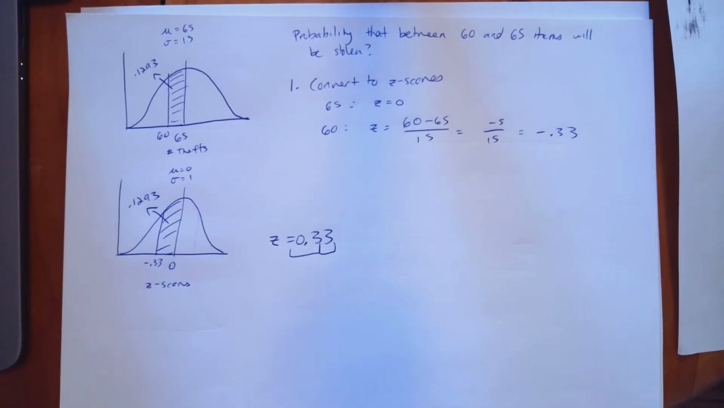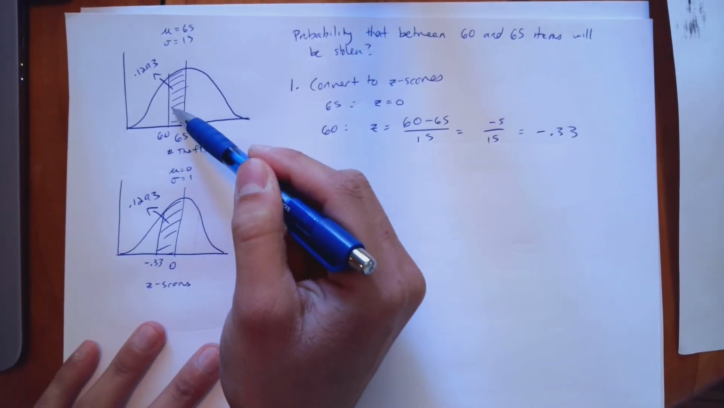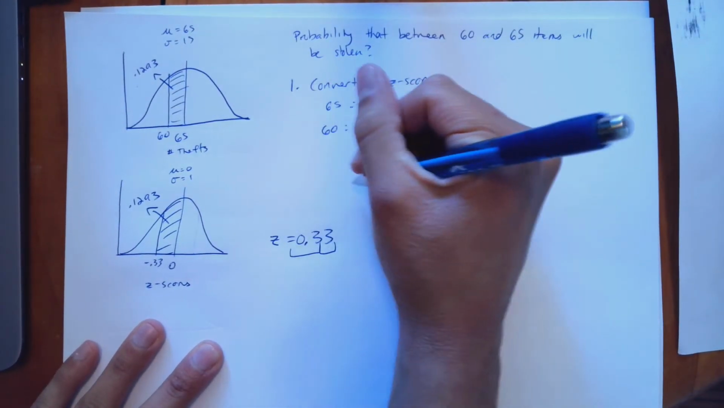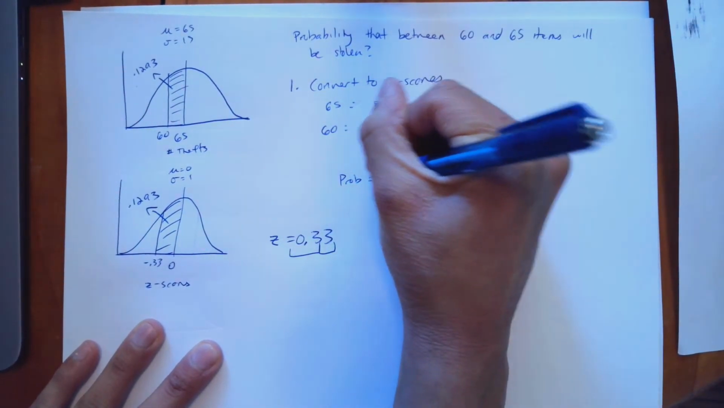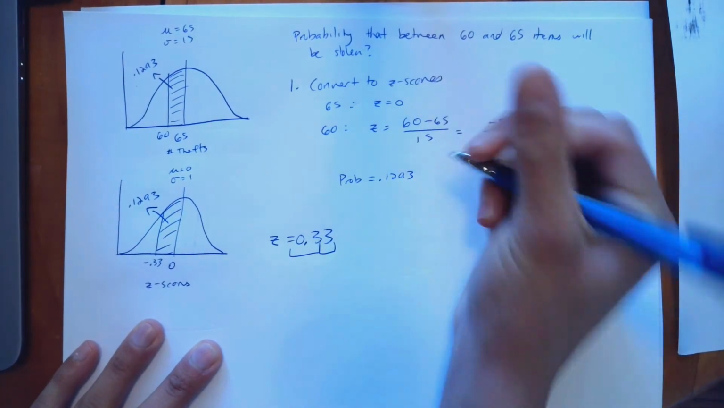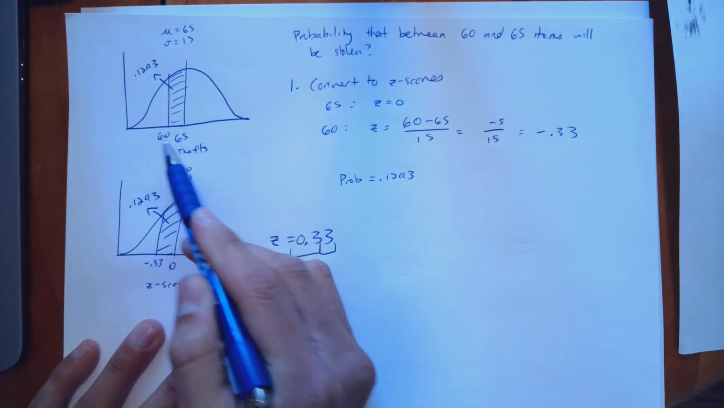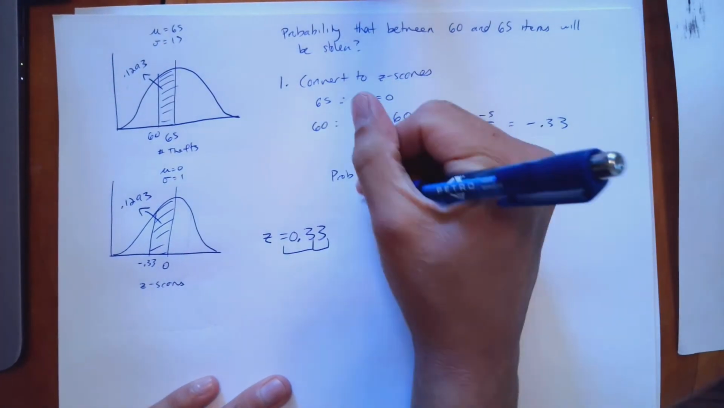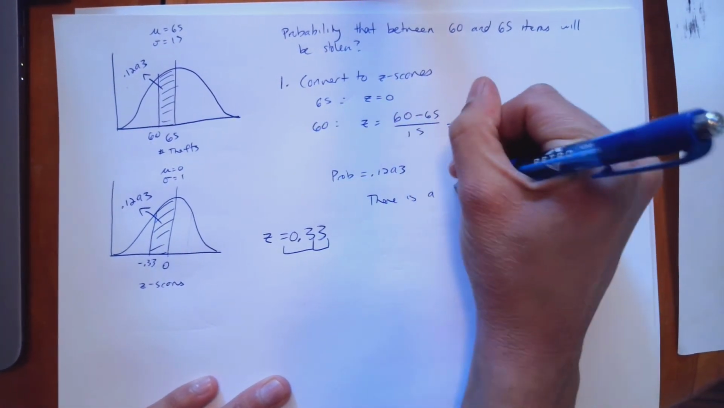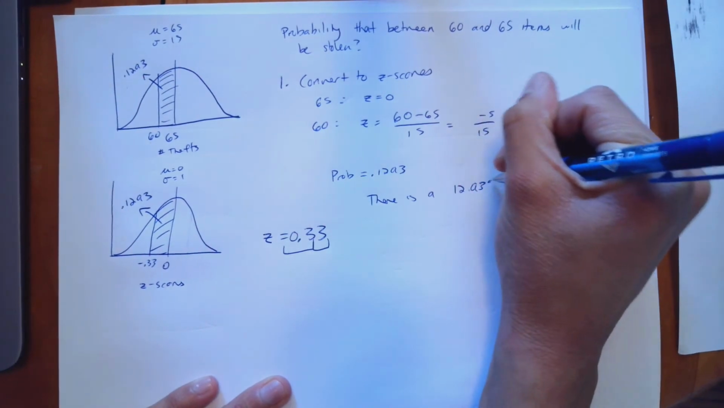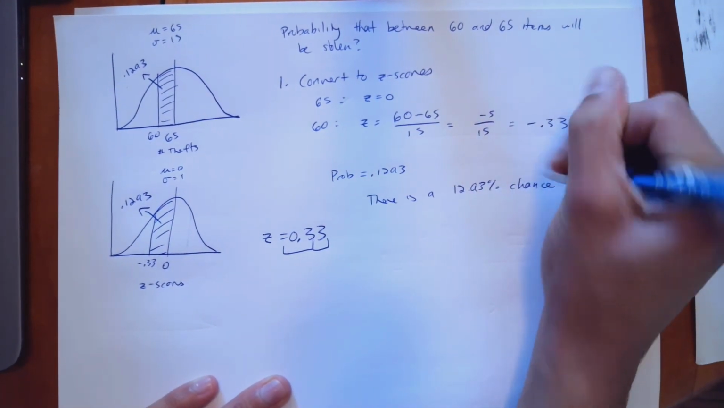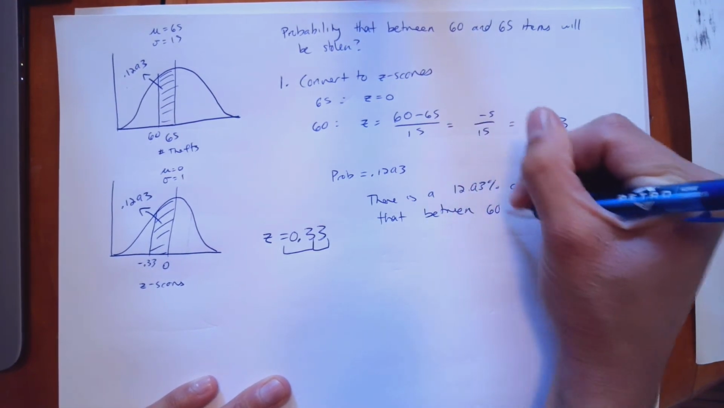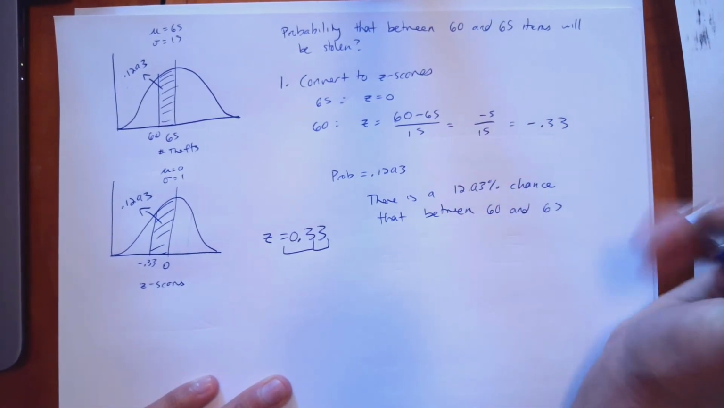So we said that we'd find our answer by figuring out what this area is, and our area is 0.1293. So we can say that there is a probability of 0.1293 that between 60 and 65 items will be stolen. Or in other words, there is a 12.93% chance that between 60 and 65 items will be stolen.